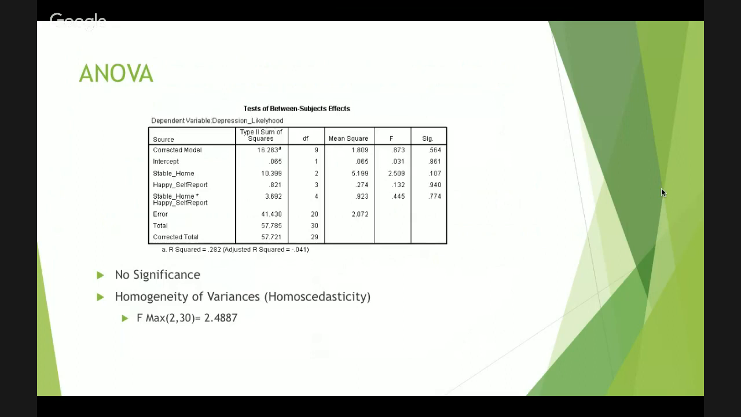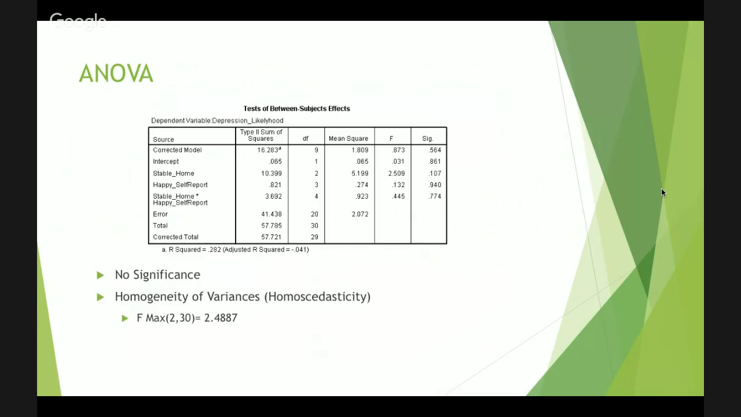So we look at the R squared, or variance explained by the factors in the model, and that is 0.282, which essentially means that 28% of the variance comes from home stability or self-reported happiness. Now we look at the significance for the rest of the model. On the right side, in the significance column, there are no other significant differences below 0.05. Now we have to start asking, why is the variability so high?